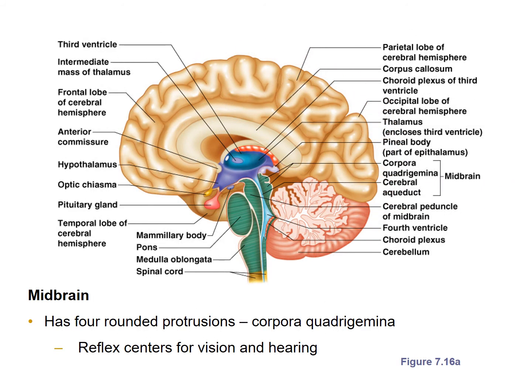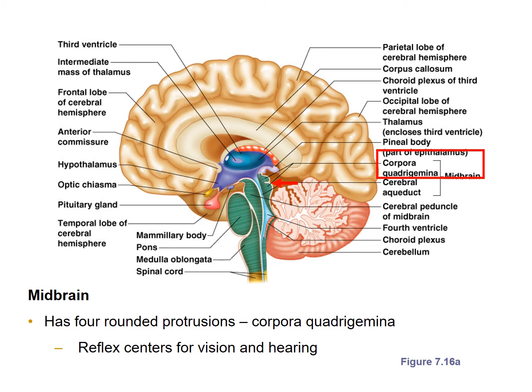Another structure of the midbrain is the corpora quadrigemina. The corpora quadrigemina consists of four rounded protrusions. This is a sagittal view, so you can only see two of the four. I often tell students you can easily identify it because it looks like a butt.